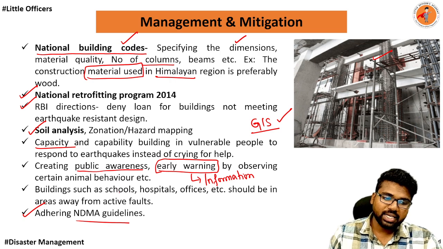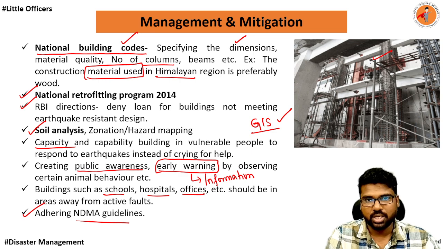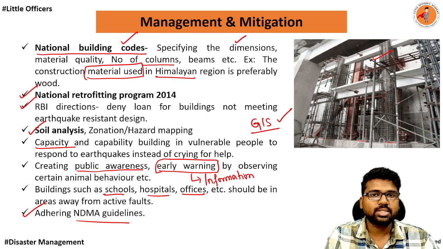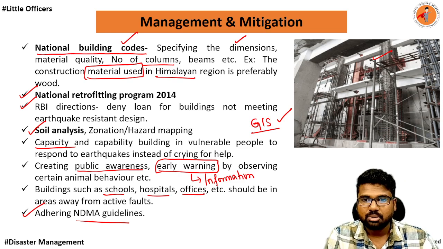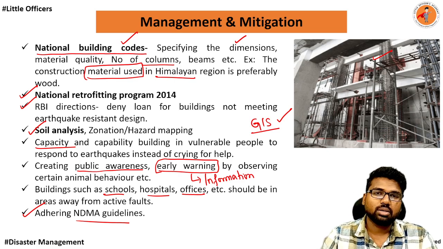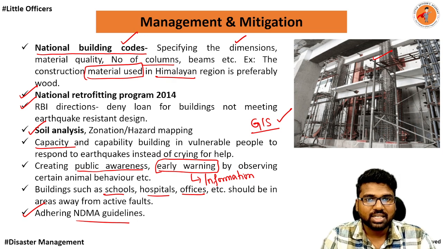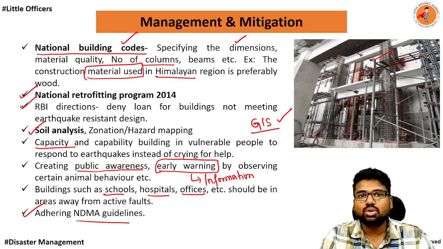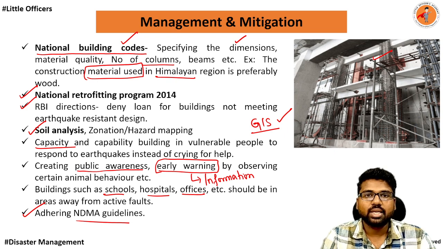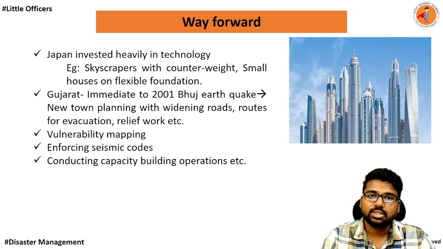Similarly, build schools, hospitals, offices or any important community buildings away from fault locations, like active faults. Don't develop too much infrastructure or have too many activities there, because they will be highly vulnerable. Building such things away from active faults will reduce vulnerability. So these are some of the management and mitigation techniques, and in this direction the national disaster management authority has been giving different guidelines, which are being adhered to. As a result, the impact has reduced to a great extent, but impact is still happening, and there is further scope for making us more resilient. These are the management and mitigation techniques worth mentioning.